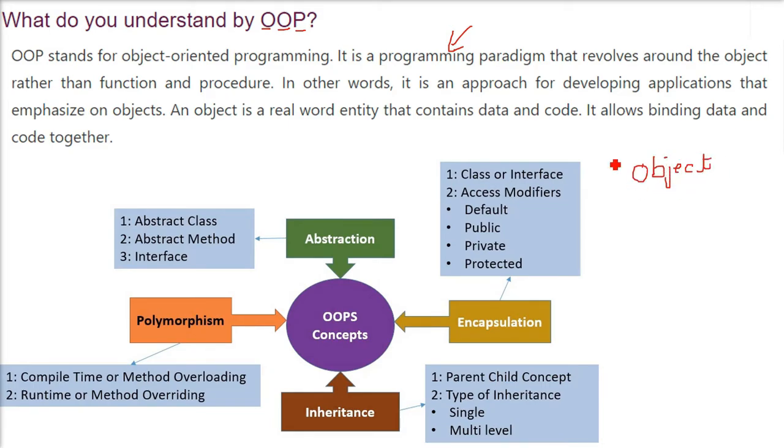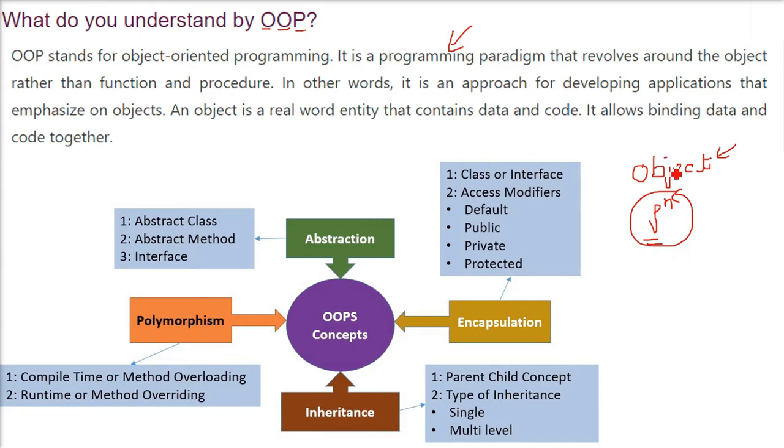The previous structural programming languages and the functional programming languages all basically revolved around the function or procedure. But here, everything is around the object. That is why it is object oriented. So everything will be on the basis of object.